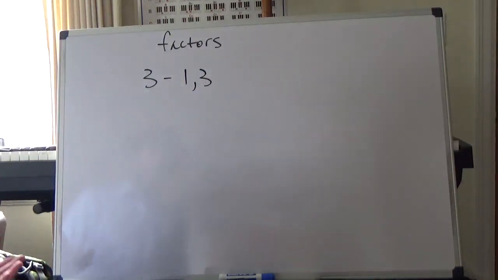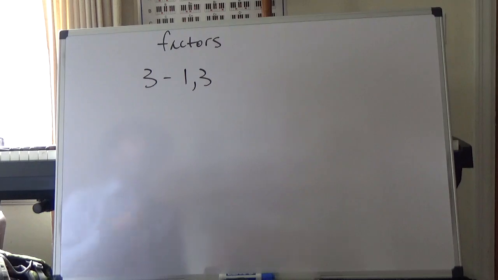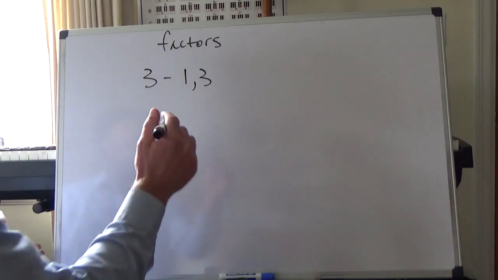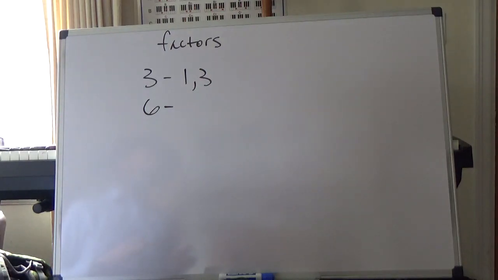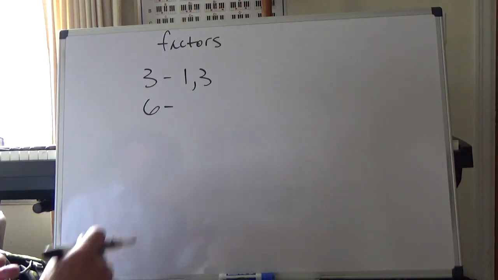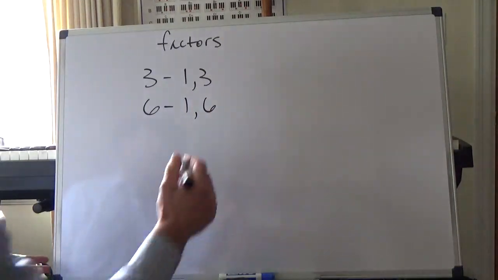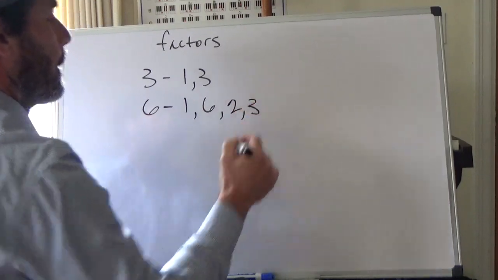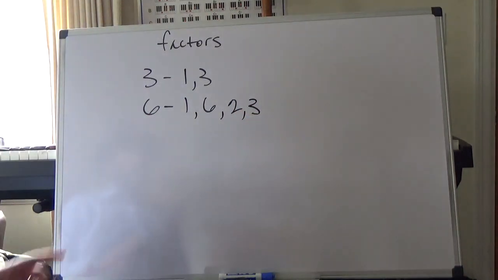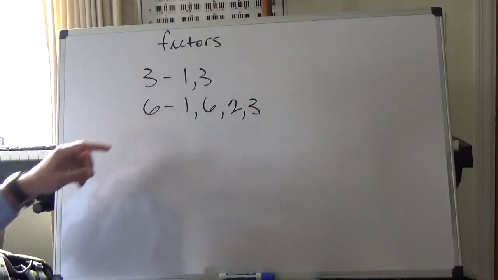Can I divide a 2? Nope. Can I divide a 4 or a 5? Nope. So 1 and 3 are factors of the number 3. If we take the number 6, what numbers can I divide evenly into a 6? I can divide a 1 and a 6. I can also divide a 2 and a 3. So 1, 6, 2, and 3 are all factors of the number 6.